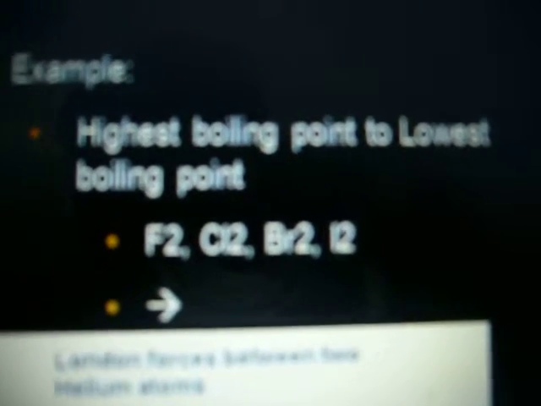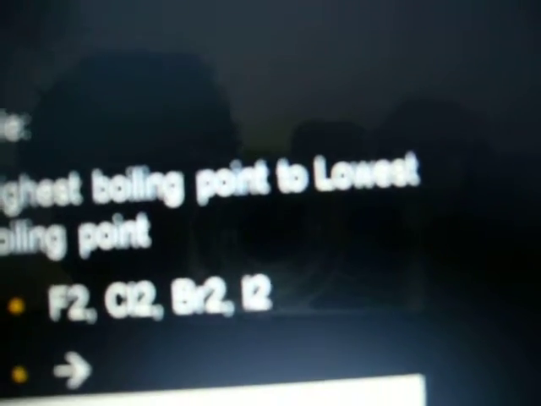is highest boiling point to lowest boiling point. And I'll tell you right there. You got F2, Cl2, Br2, and I2. Now they're all in the same column, but as you can see, it goes up. Highest boiling point F2 to Cl2 to Br2 to I2. F2 has the greatest mass, greatest molar mass, followed by Cl2, Br2, and then I2.